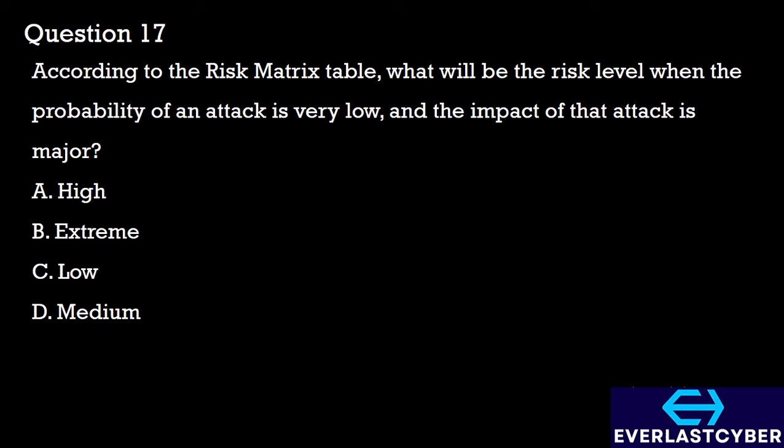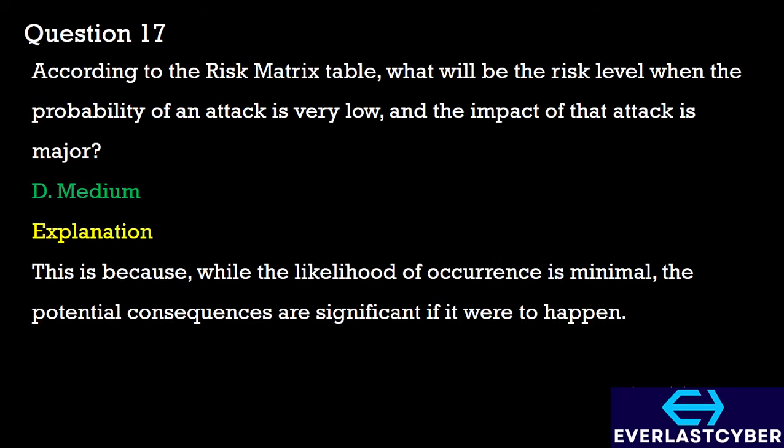An extreme level implies both high probability and severe attack. A low level refers to a scenario where either the probability or the impact is also low, but in this case it would be a medium. In a medium level, the likelihood of occurrence is minimal and the potential consequences are significant if it were to happen. So we'll be going with option D.